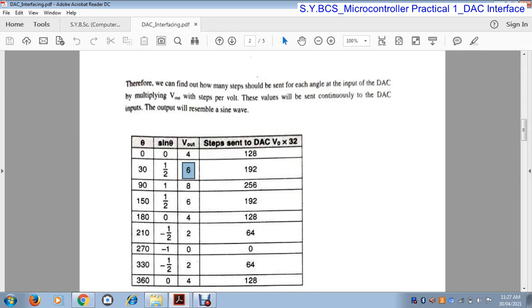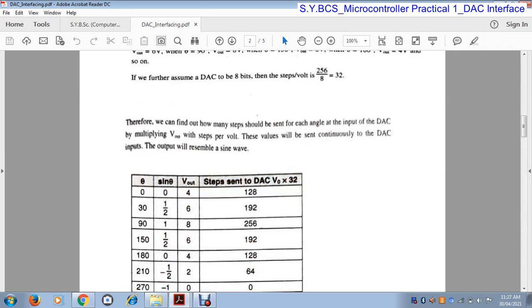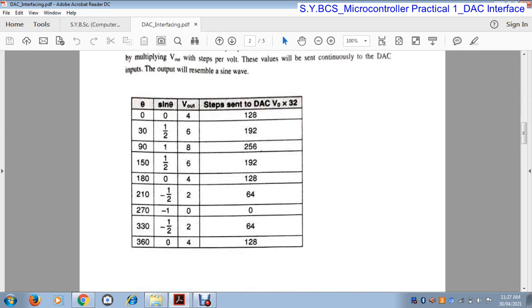The next angle is 90 degrees. We know that sine 90 is 1, so we put 90 at the theta place. Sine 90 becomes 1, so 4 plus 4 is 8 and the output voltage is 8. Then this 8 multiplied by 32 gives 256 steps. Then the 8051 microcontroller sends 256 steps to generate the 90 degree angle. In this way we calculate the output voltage, then use it to calculate steps, and these steps are sent to DAC to generate the sine wave.